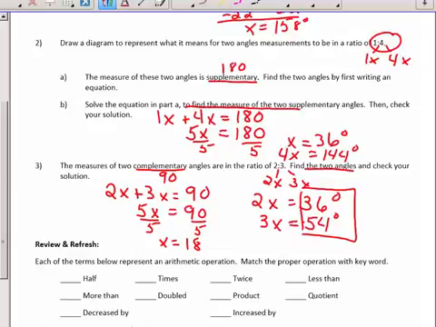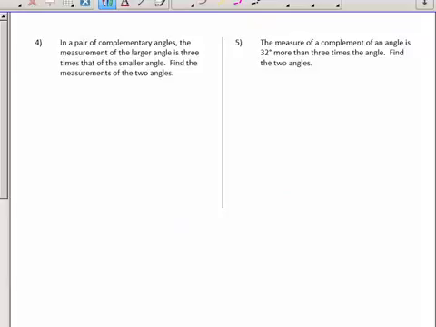All right, we're going to do this together in class, the review and refresh, but I want to go to the next page.